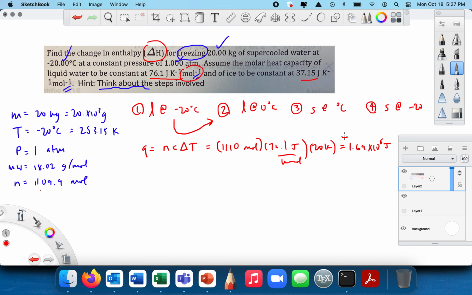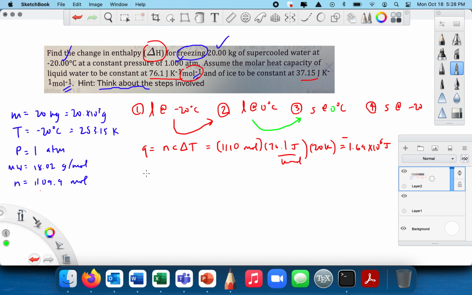Got to think about that for a second. Is that right? I'll come back to that in a minute, okay? But anyways, it's going in one direction. Now in step 2, which I'll change my marker here, change my color. Step 2 is from liquid to solid at 0 degrees Celsius, right?